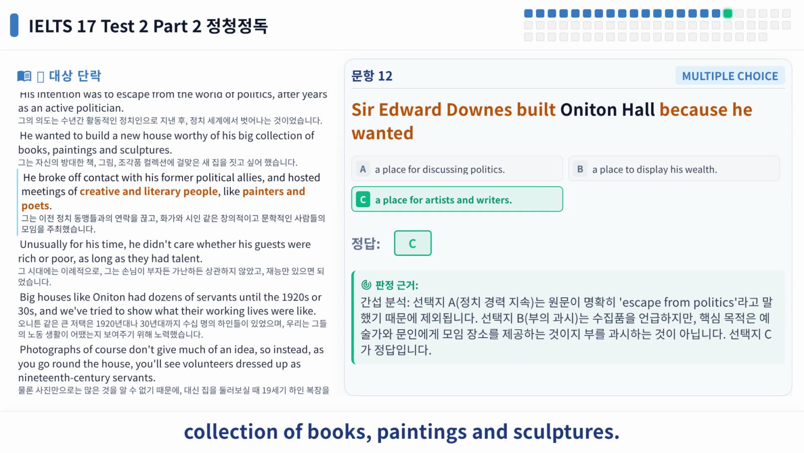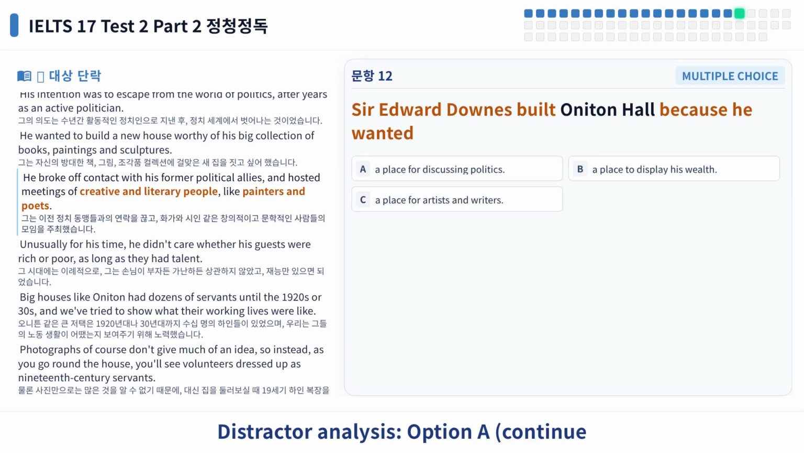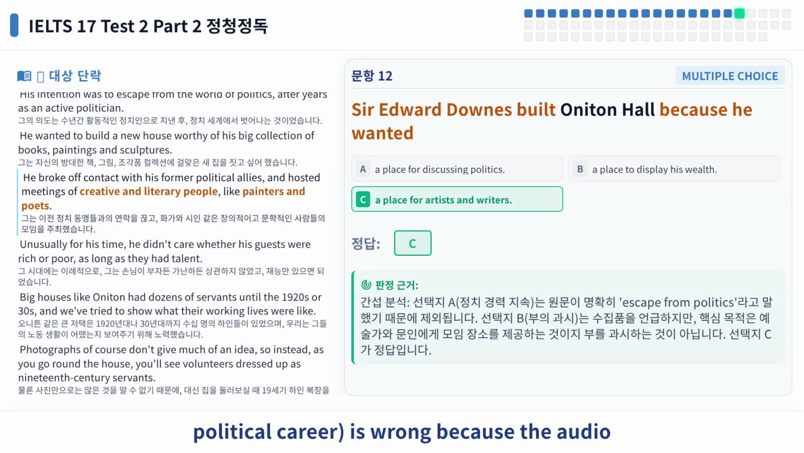The audio says his intention was to escape from the world of politics and to build a new house worthy of his big collection of books, paintings, and sculptures. He broke off contact with his former political allies and hosted meetings of creative and literary people like painters and poets. Signal word, his intention was to, directly introduces the purpose.